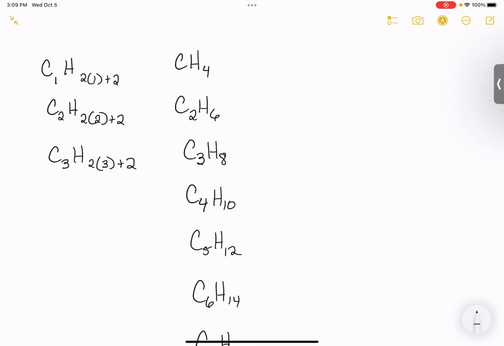Now, each of these compounds has a specific name. The more challenging part will be C1 through C4. After that, it's not very challenging to remember the name, and I'll teach you how to get there. This very first one, CH4, is called methane.